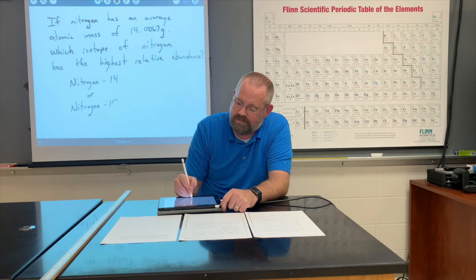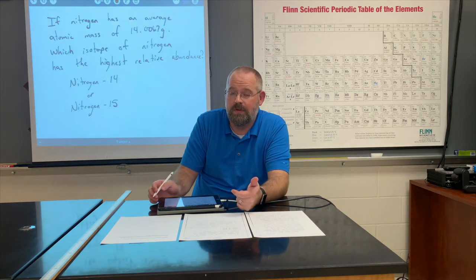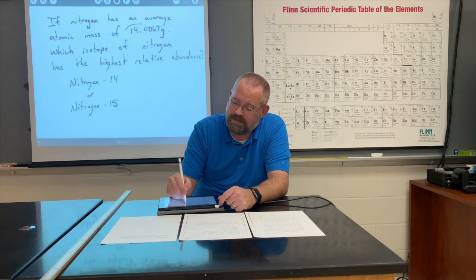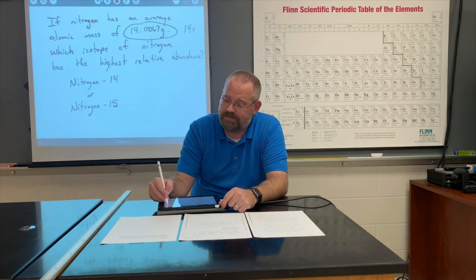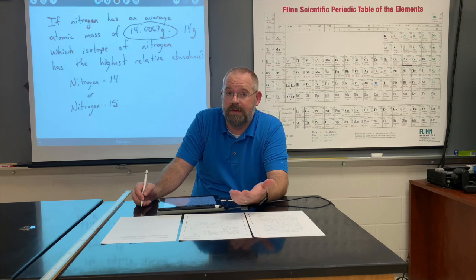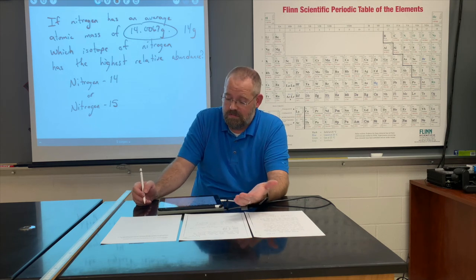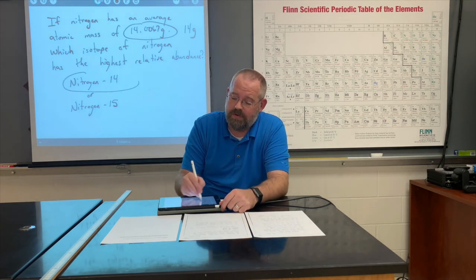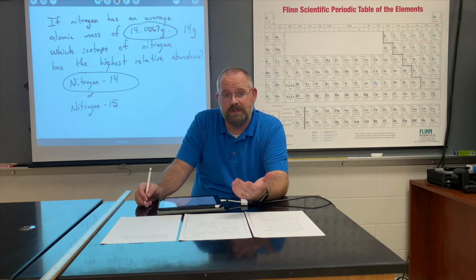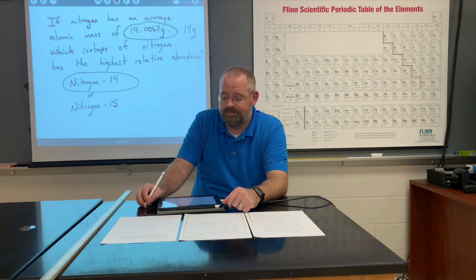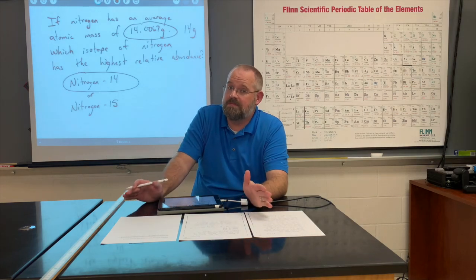Well, what you're going to do is you're going to take that atomic mass and round it down to 14 grams or 14 AMUs. That means that nitrogen-14 is the highest relative abundance. It has the highest percentage of isotopes of all the nitrogens. Okay, so it's that plain and simple.